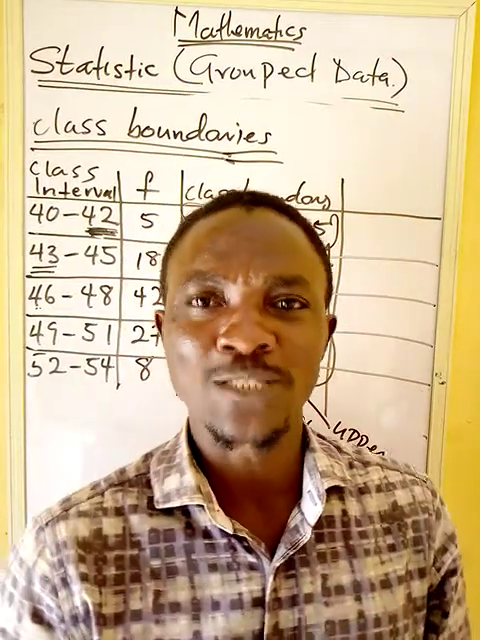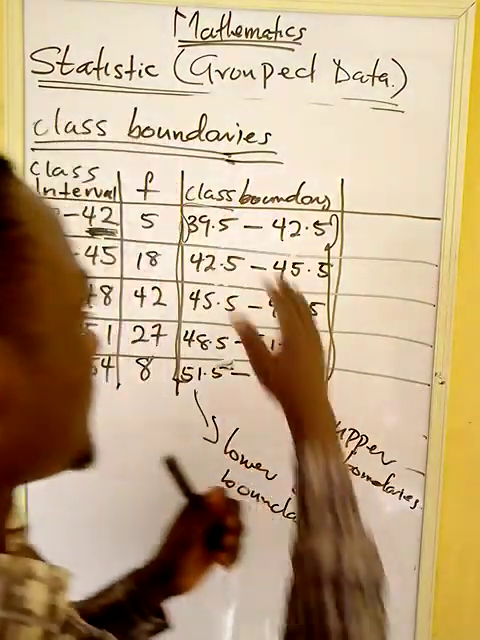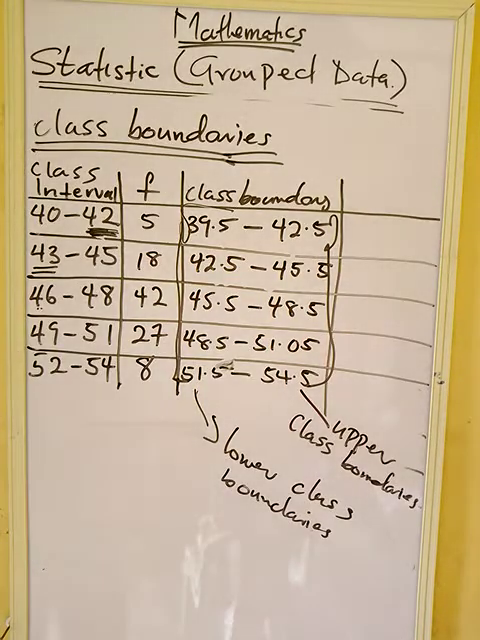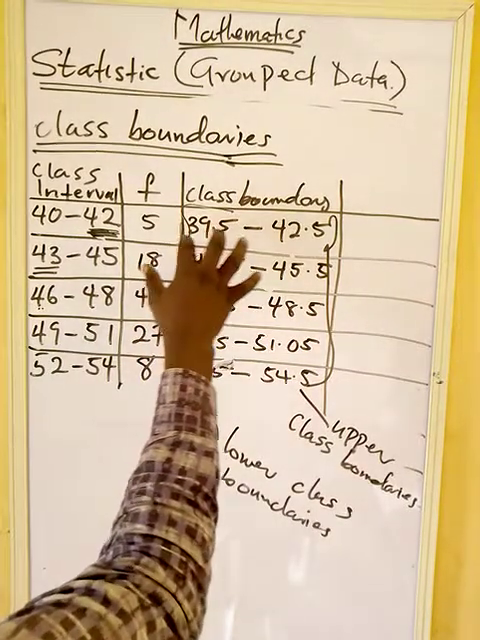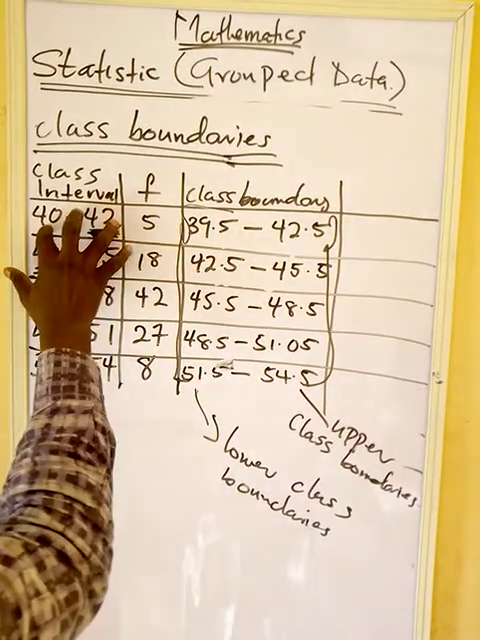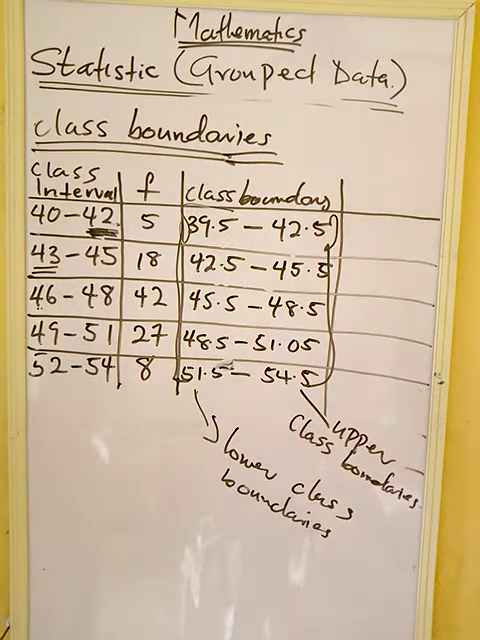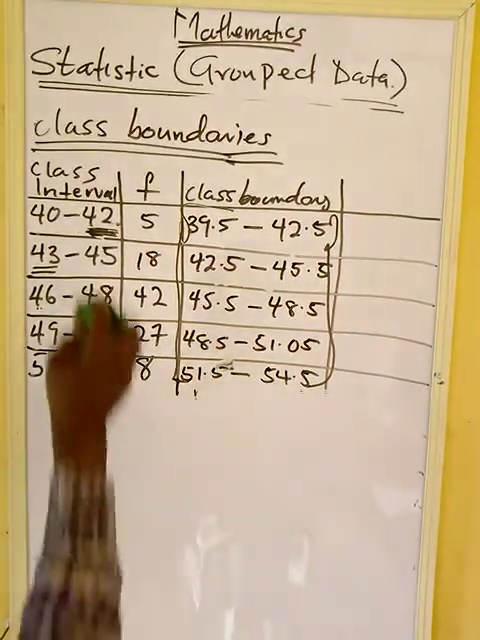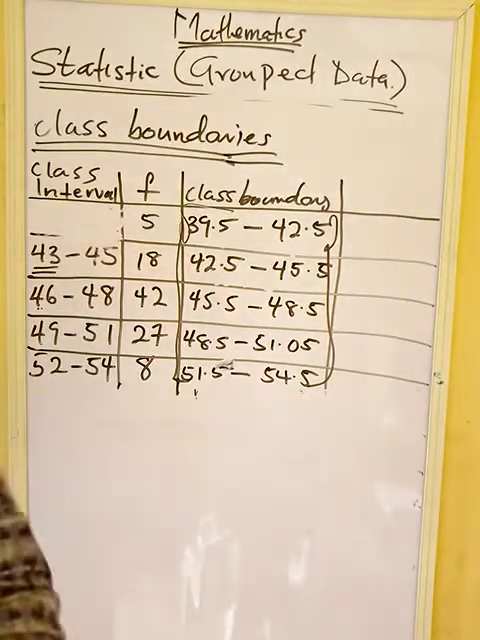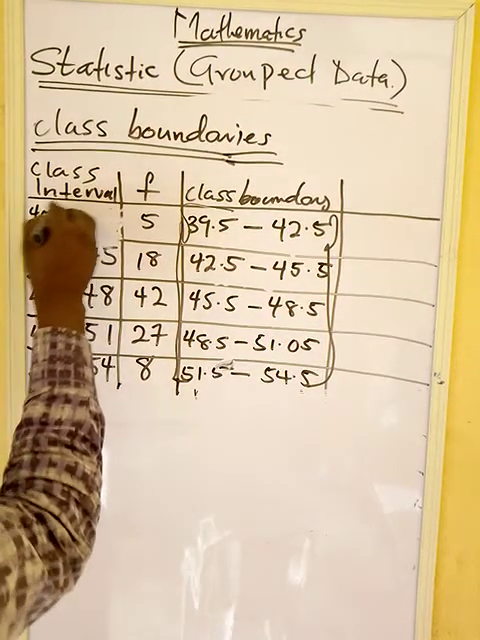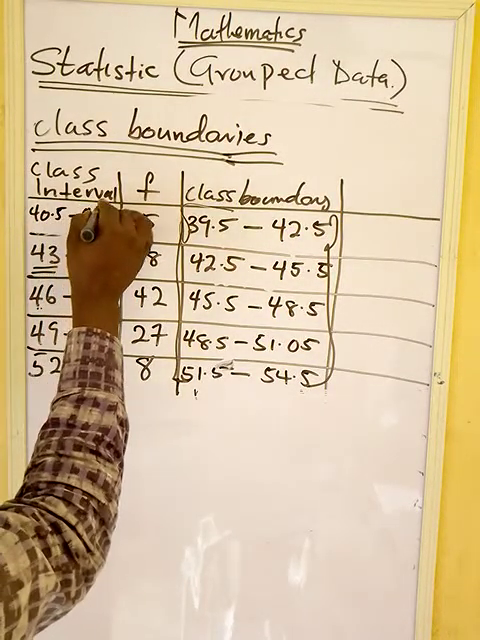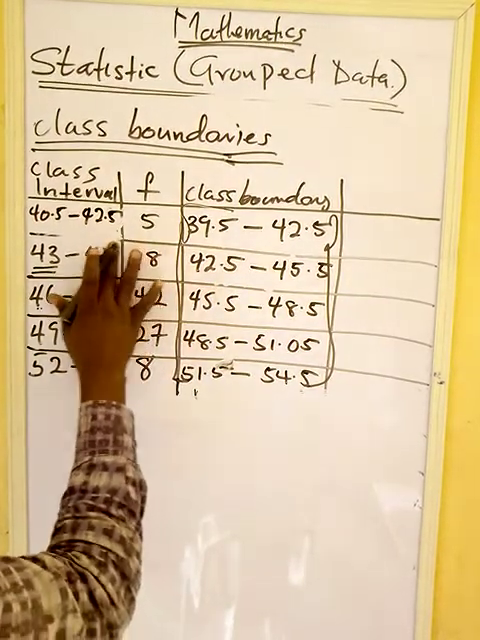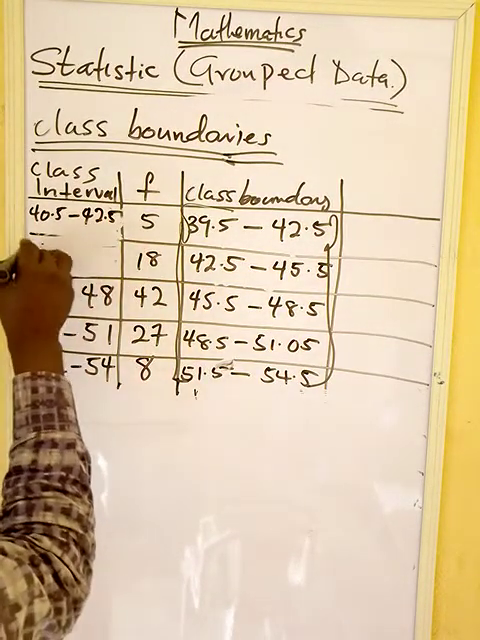Another thing I want to tell you is this: when you are solving for something like this in grouped data, don't forget we got this from this number. What if the examiner gives you something like 40.5 to 42.5? How do you get your class boundary?